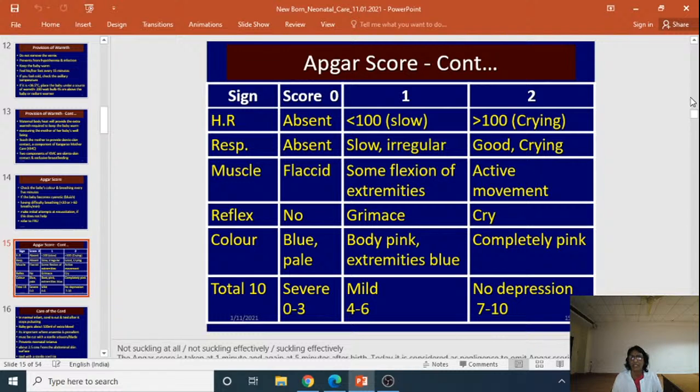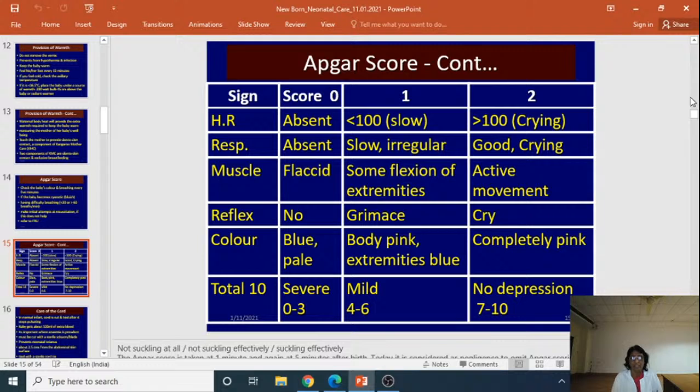In a similar way, respiratory rate: if it is slow and irregular, a score of 1 is given, and if the baby breathes well, it is good, and then the score is 2. The same goes for muscle tone. If there is active movement, 2; if it is flat, 0; in between, some flexion of extremities, it is 1. The reflex: if the baby cries, 2; does not cry, 0; grimace, 1.